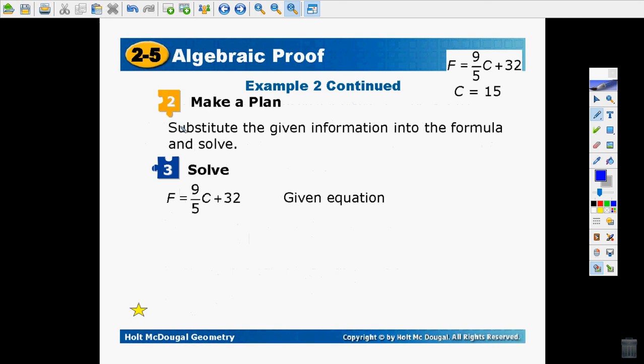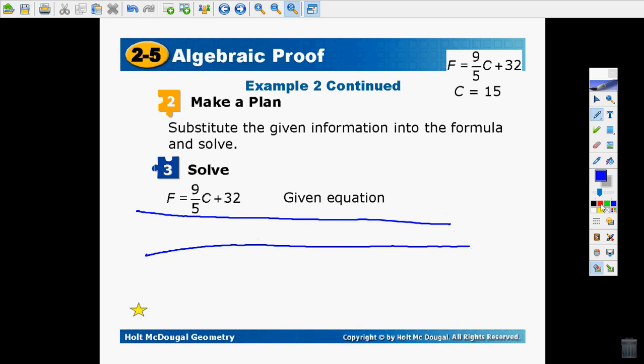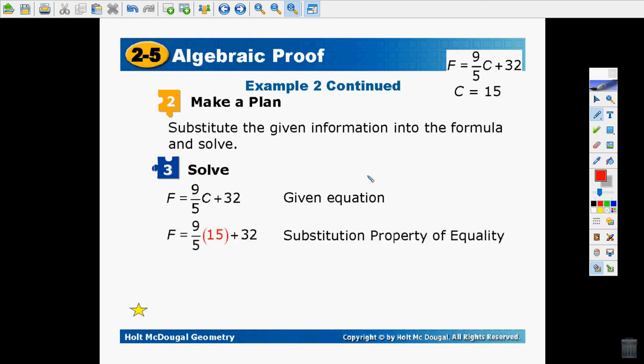Well, in every proof we start with the given equation. And we know that C is 15, and we're trying to figure out Fahrenheit. So we would plug in. What's plugging in called? What property do we call that? That's right, the substitution property of equality. So we put 15 in C's place. All right, now what are we going to do?